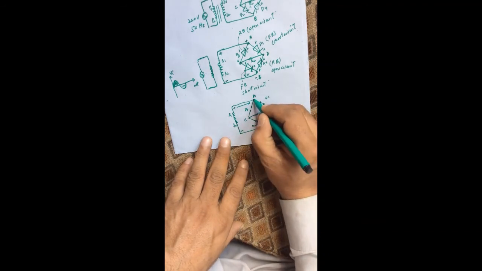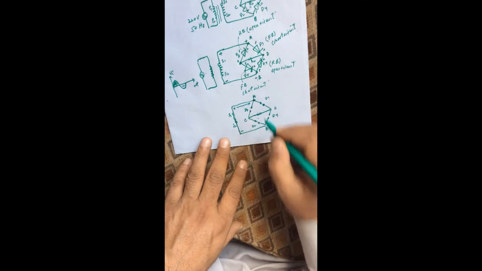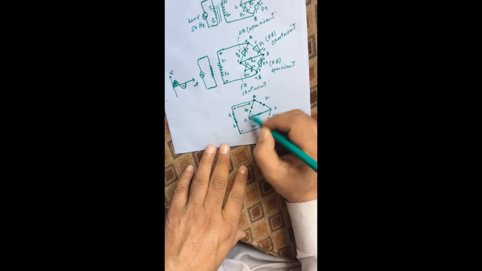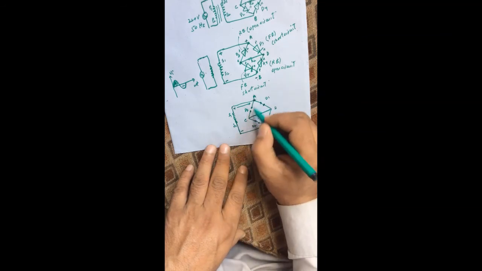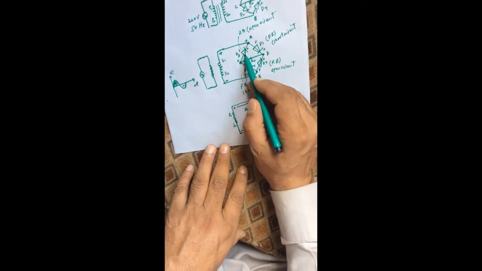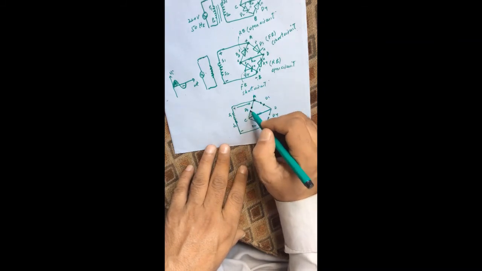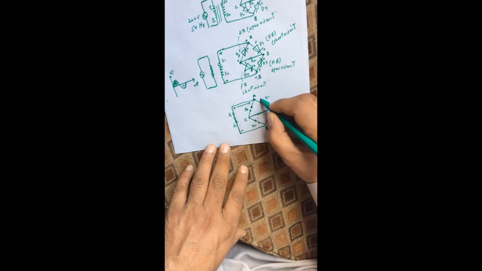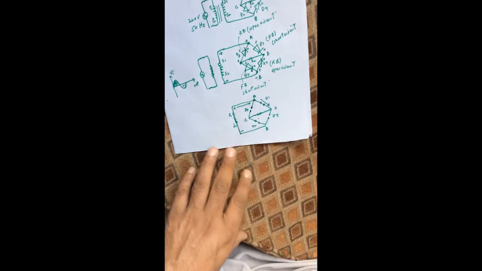Once it reaches point A, then there are two paths for the flow of current. One is A to D, and the other one is A to C. But the current cannot flow through the path A to C, because this circuit is open. Here the diode is reverse bias. It cannot allow any current to pass through it. So it's open, so current cannot flow this path. So the path for the flow of current now will be this one.